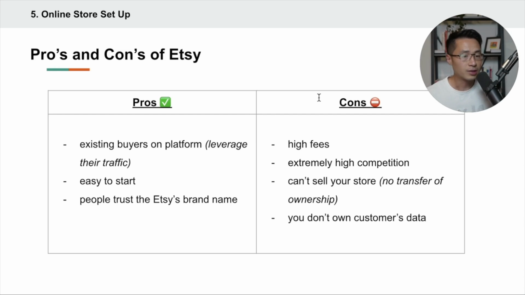Now let's look at the cons of Etsy. So the first big con is that it has high fees and it also has extremely high competition. Another big con, in my opinion, is that you can't sell your store. So no matter how much you build up your store, it's not possible for you to transfer ownership. And the last big con is that you don't own the customer's data. All the customer's data belongs to Etsy. So that's definitely a big con.